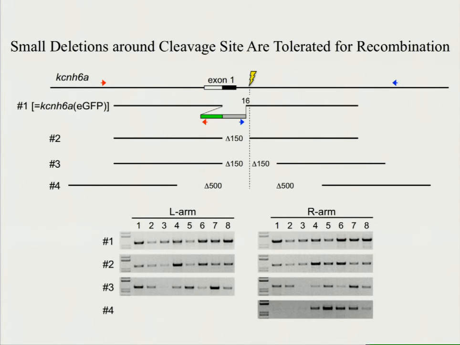Surprisingly, even with this big deletion construct, we could still see the recombination in some embryos, although in other embryos the recombination was completely inhibited. So these results suggest that small deletions around the cleavage site are tolerated for the recombination, but a big deletion made it unstable.